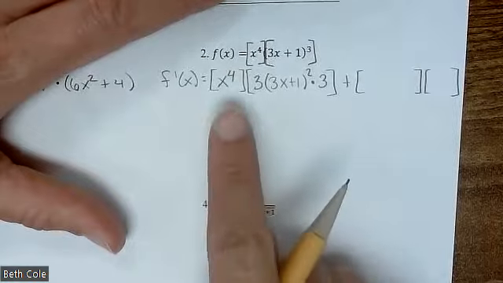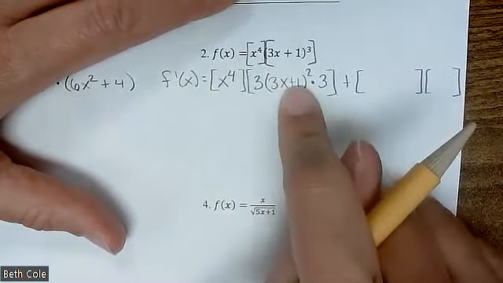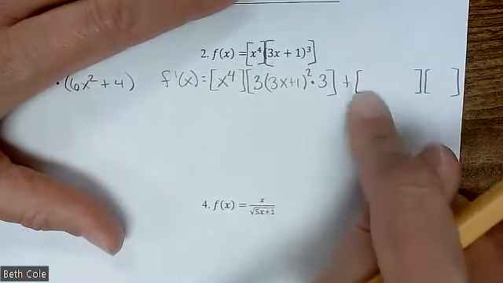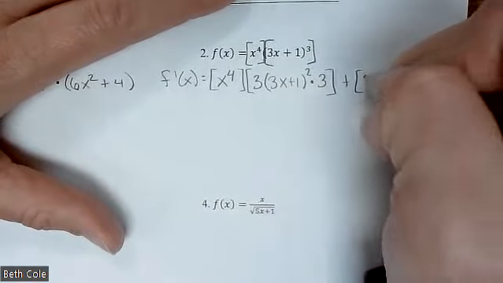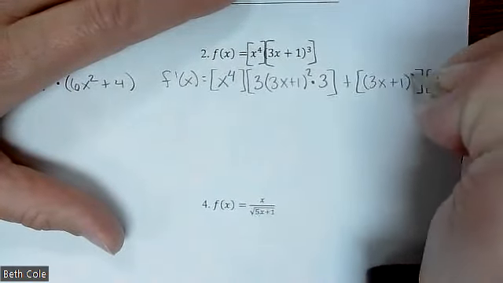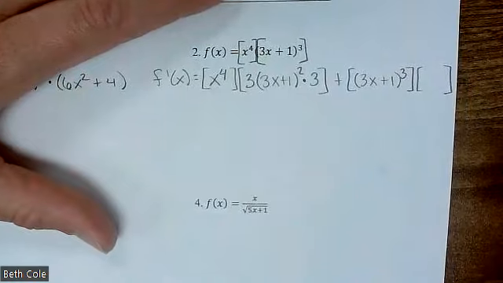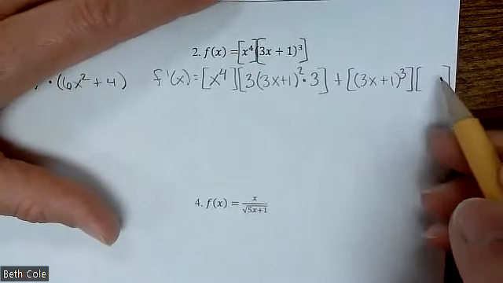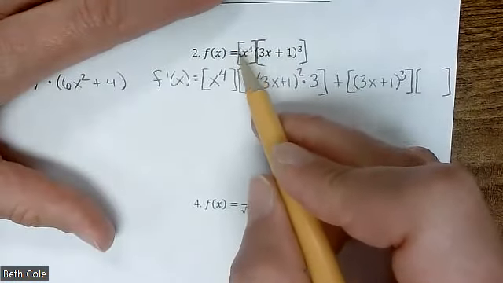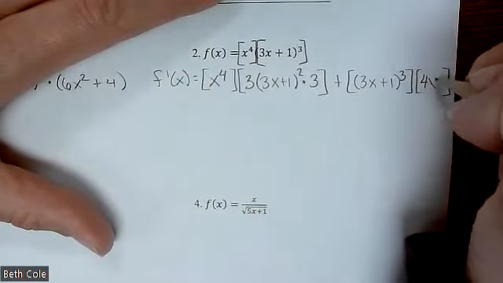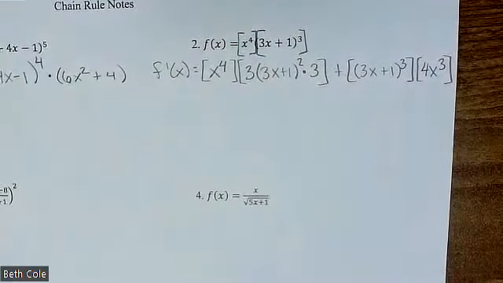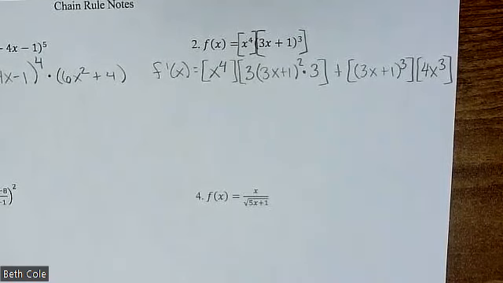So where are we in our product rule now? First times derivative of the second plus the second thing, 3x plus 1 cubed, just copy it down, times derivative of the first, 4x to the third. I am going to go further with a few of these because I have seen multiple choice questions where that won't be the answer. What they do is they factor it.